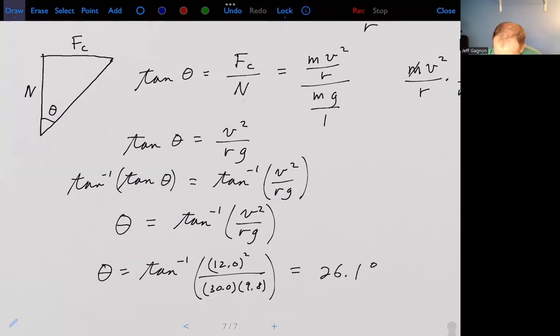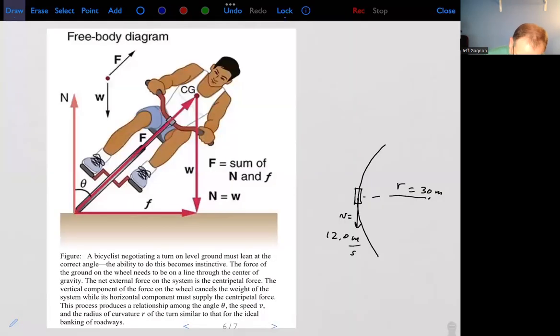So what this is saying is that that bike is leaning at an angle of 26.1 degrees, given that speed and that radius. So this angle right here would be 26.1 degrees. So it's leaning like 26.1 degrees relative to the vertical. But again, this is really a problem that involved a centripetal force, which is that static frictional force acting towards the center, and centripetal acceleration. It was a uniform circular motion problem. All right, great.